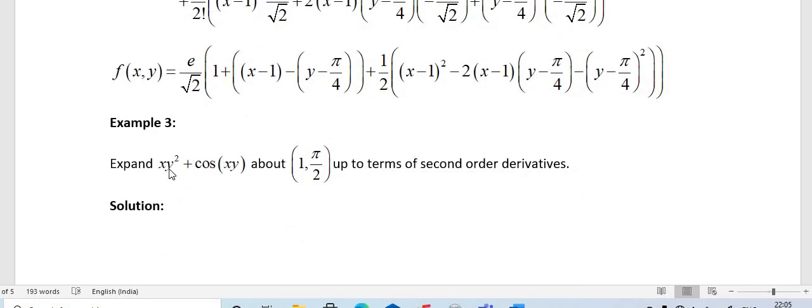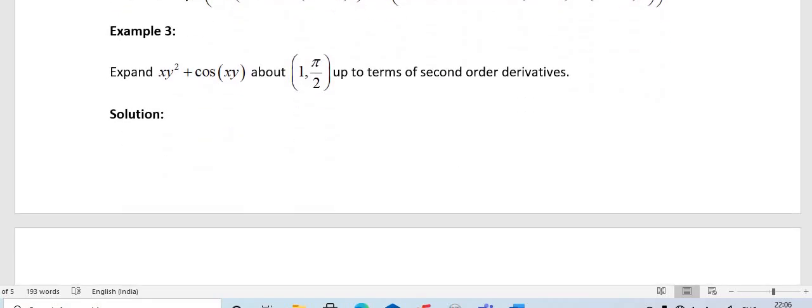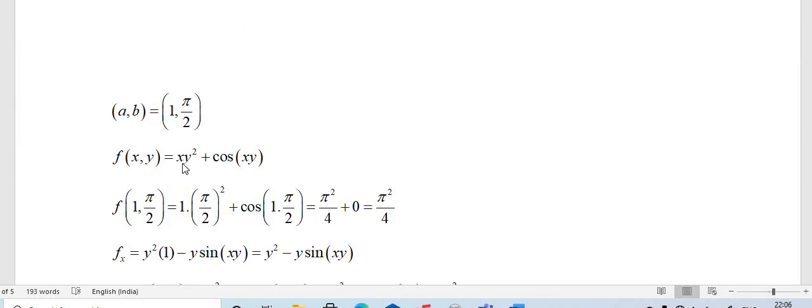Next question. This is f of x comma y. a is 1, b is pi by 2. Here also up to second order derivatives. f of x comma y is x y square plus cos of xy. So first of all we want to find out f of 1 comma pi by 2. Substitute x equal to 1, y equal to pi by 2. Then we are going to get pi square by 4. Here you can observe cos pi by 2 is 0, sin pi by 2 is 1.